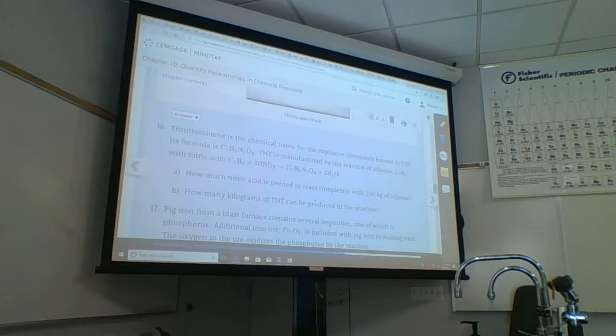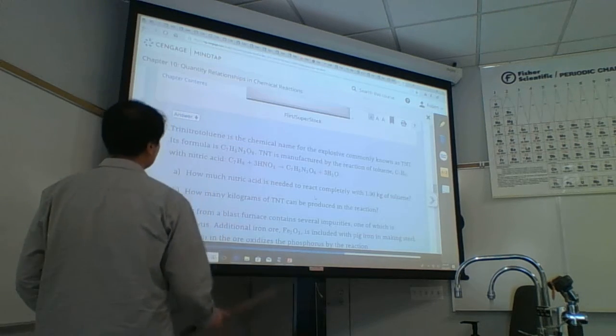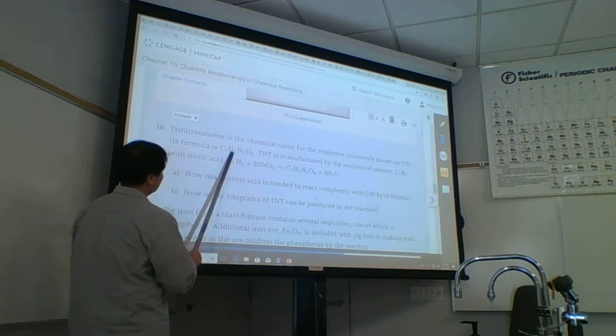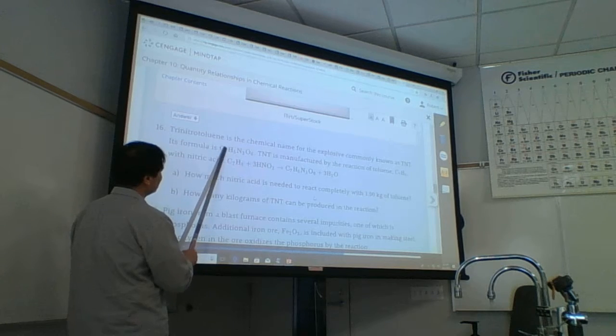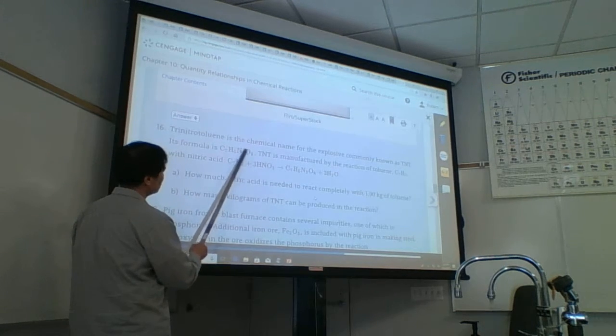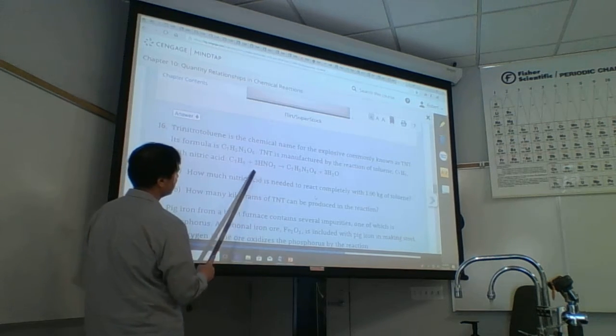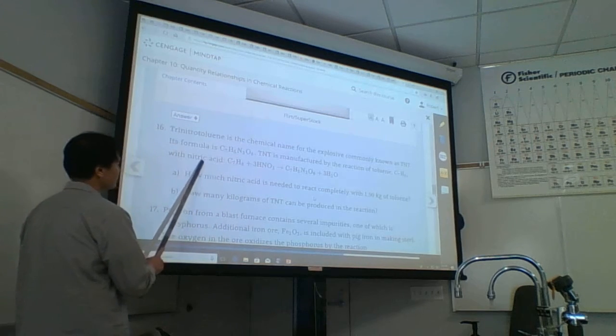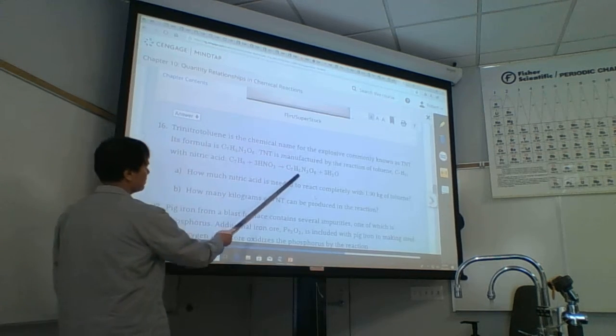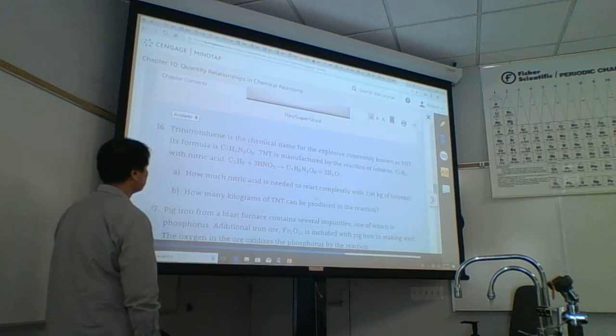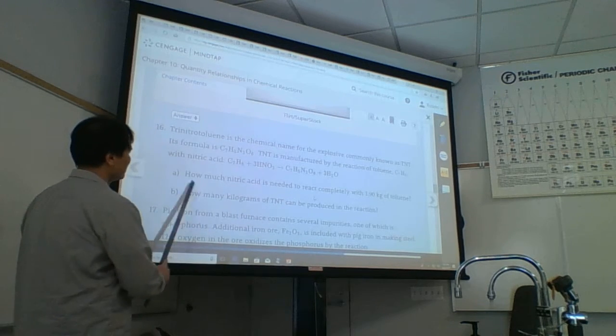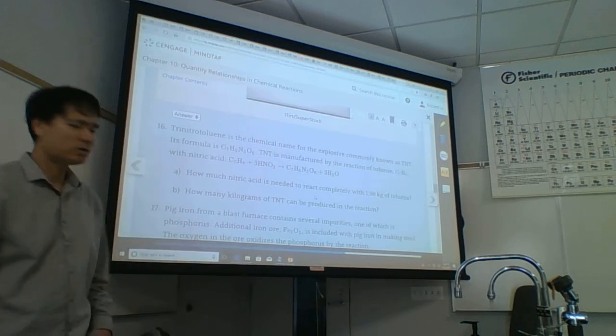Trinitrotoluene is the chemical name for the explosive commonly known as TNT. This is its formula. The C7H5 part is electron rich. This NO part is electron poor. TNT is manufactured by the reaction of toluene with nitric acid. Toluene and nitric acid make TNT. So again, this is just standard straight stoichiometry.